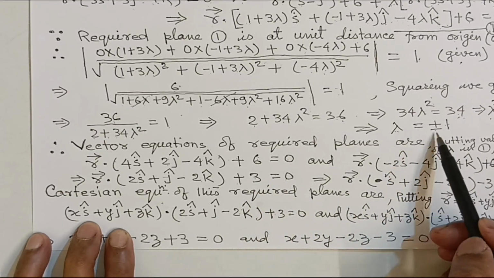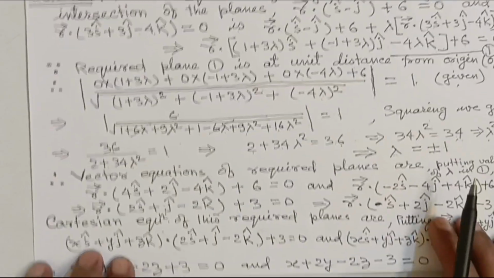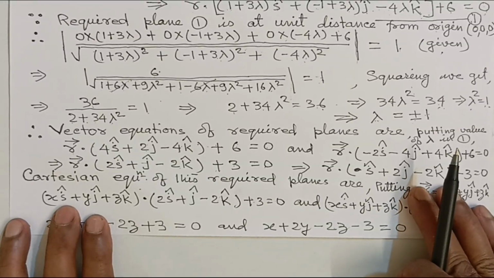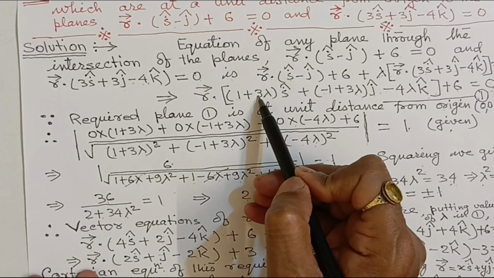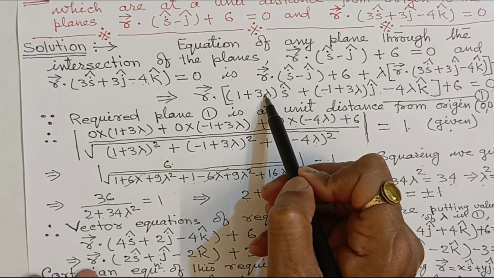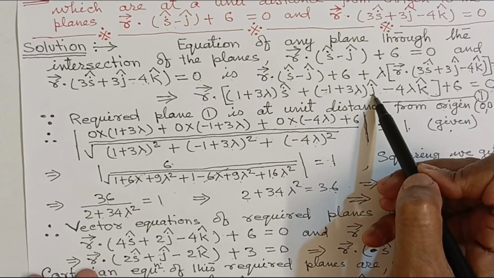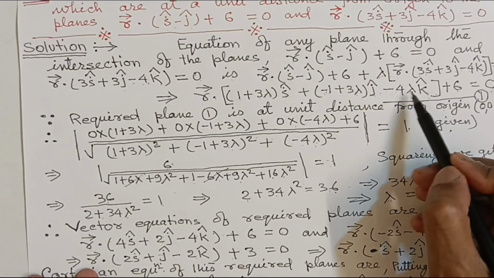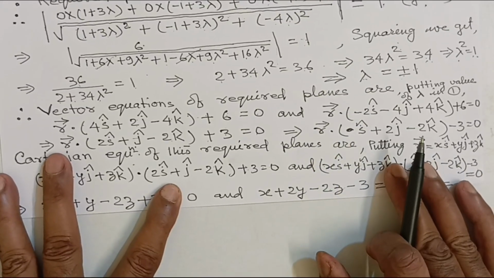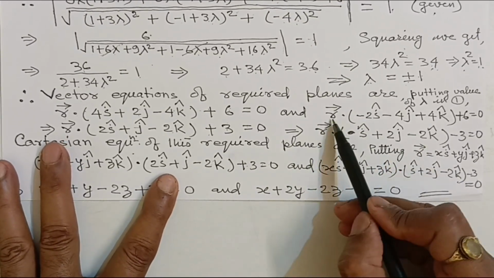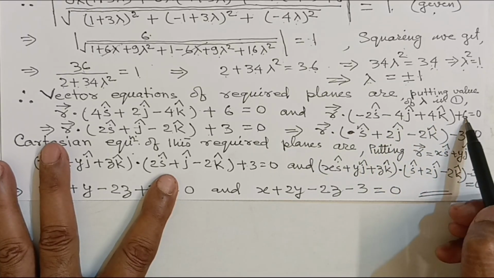Now putting lambda is equal to minus 1 in equation 1, we get 1 plus 3 into minus 1, that is minus 3, 1 minus 3 is minus 2i, minus 3 into minus 1, that is minus 4j, and minus 4 into minus 1, that is plus 4k, plus 6 is equal to 0. So r dot minus 2i minus 4j plus 4k plus 6 is equal to 0.